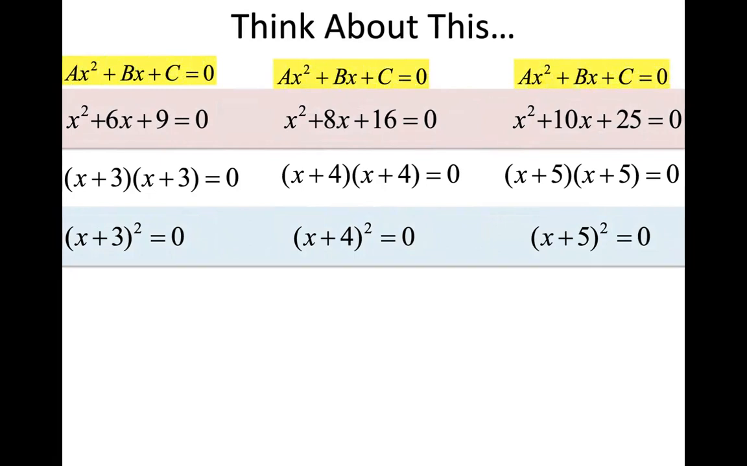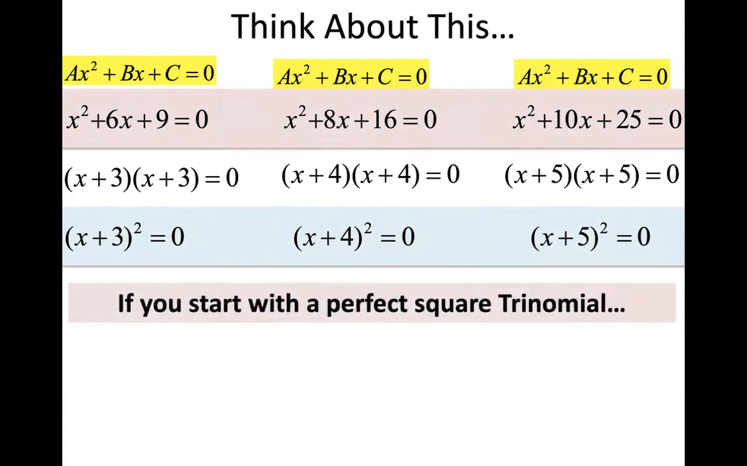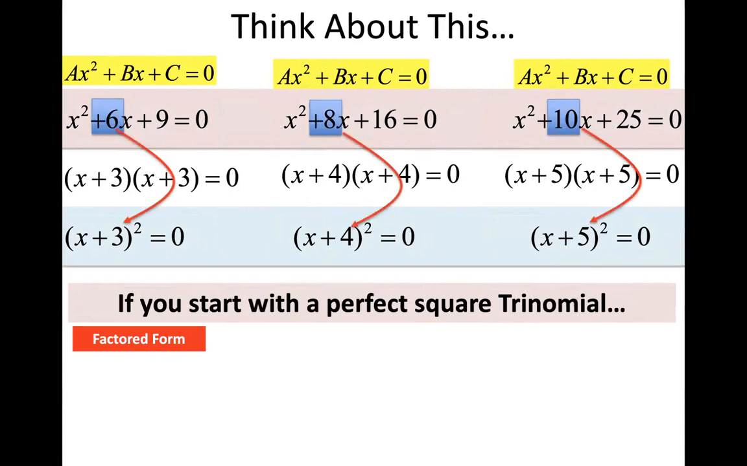As long as the equation at the top looks like ax squared plus bx plus c equal to 0, a pattern emerges. So if you start with a perfect square trinomial, which is that top line right there, in its factored form, I'm asking you to compare those numbers with these numbers right here. And notice that each one of those numbers is half of the original number.